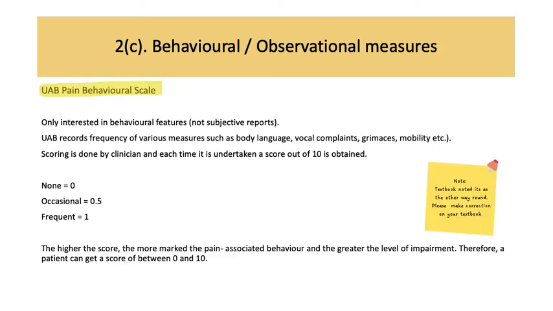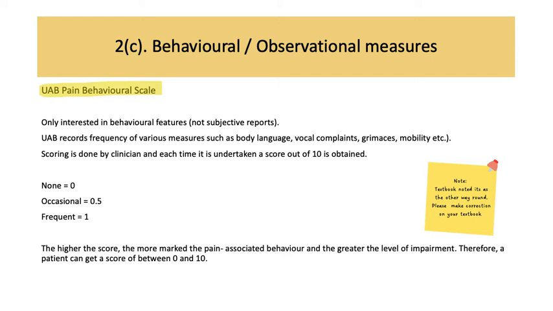Specifically, the UAB Pain Behavioral Scale is only interested in behavioral features. UAB records the frequency of various measures such as body language, vocal complaints like "it hurts," grimaces, your facial expression, mobility, etc. Scoring is done by a clinician, and each time it is undertaken, a score out of 10 is obtained.